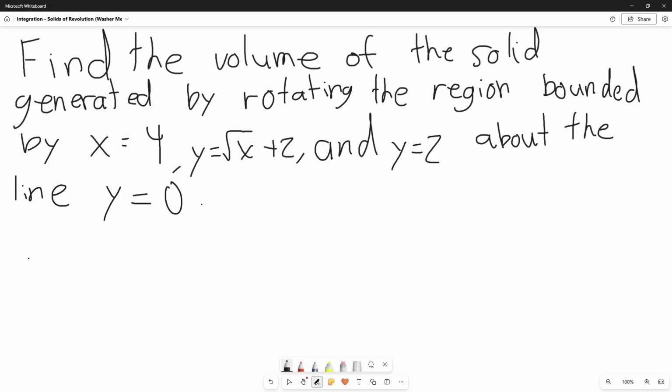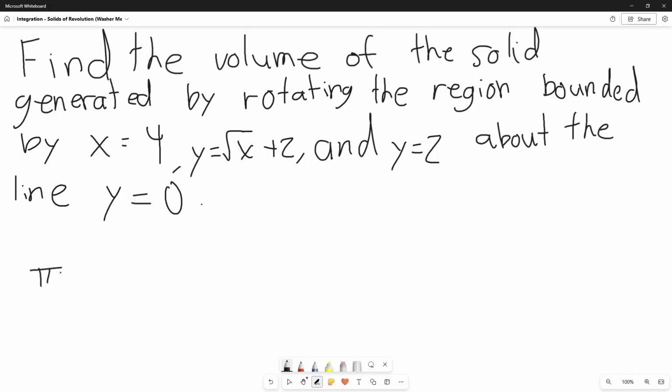Now we can do our formula, but first we have to find our bounds. We already have one, which is x equals 4. We know this is a bound because it's a vertical line, but we need to find when these functions are equal or when they're touching. So when you set them equal to each other, you can just do it mentally. Obviously, x is going to be equal to 0, because square root of 0 plus 2 is 2.